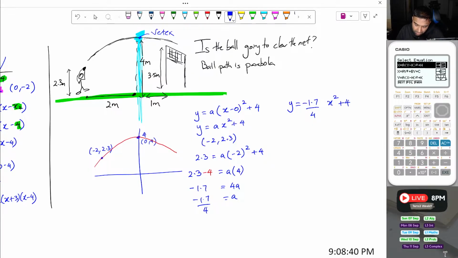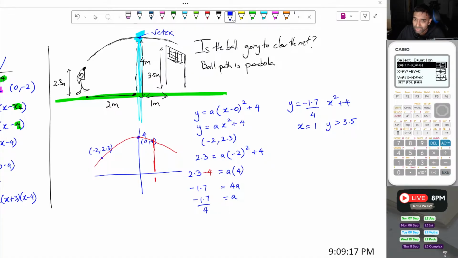We want to know, because if you look at the net, it is at 1 and 3.5. Now what we want to know is, is this net going to be above the ball path or below the ball path? So is it going to clear the ball or is it not going to clear? So the way we're going to do that is, if we substitute x equals 1 in this equation, if we get y bigger than 3.5, then that means the ball is actually going above the net. If it's less than 3.5, the ball is not going to clear the net.